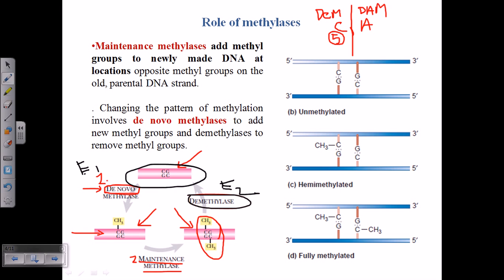Now the methylase enzyme usually has two different types, de novo as well as maintenance. De novo methylates the unmethylated one, maintenance methylates the hemimethylated one. So this is the actual cycle of DNA methylation. As we can see here, this is the unmethylated form. This one is a hemimethylated form because we have one strand methylated. But this one is fully methylated because we have methylation in both strands.